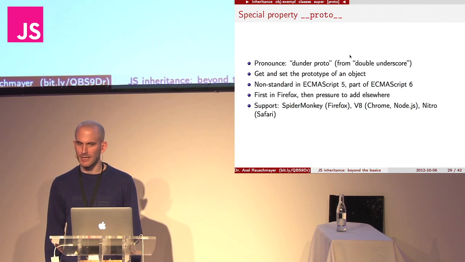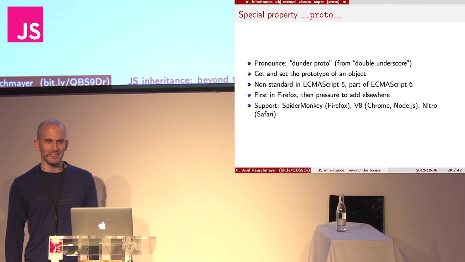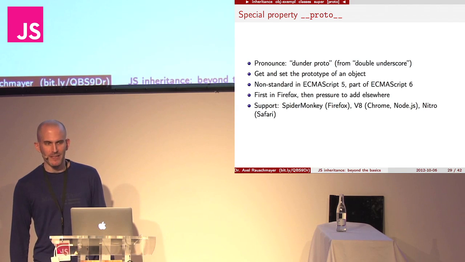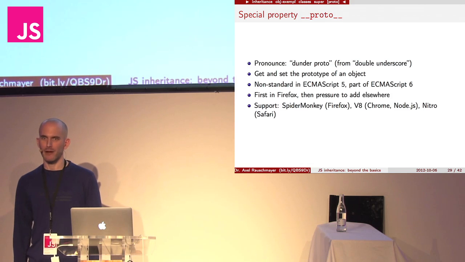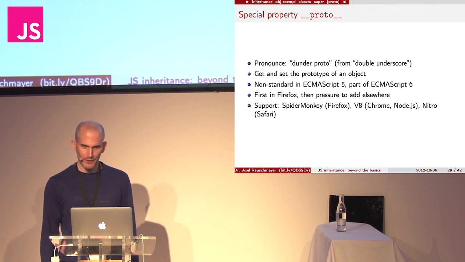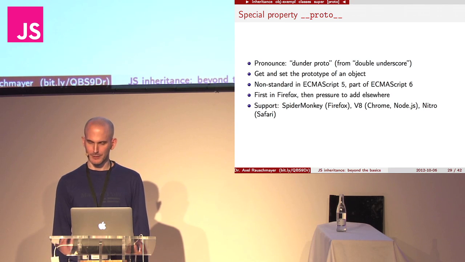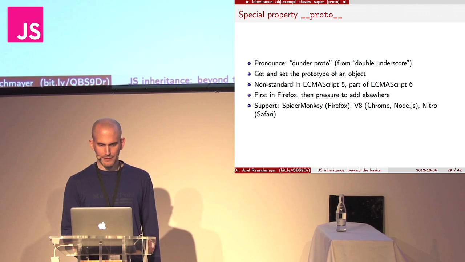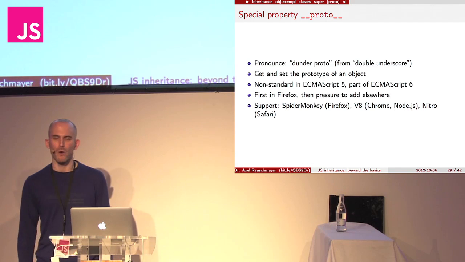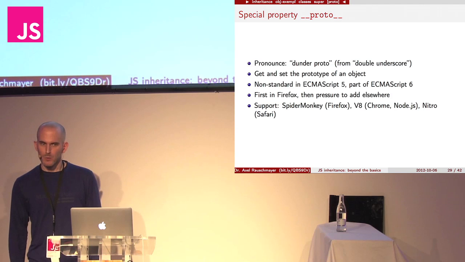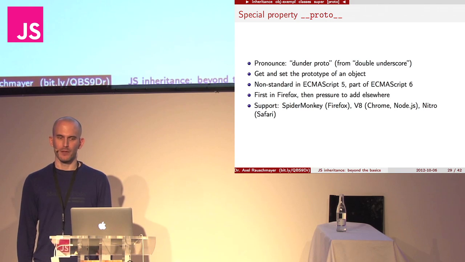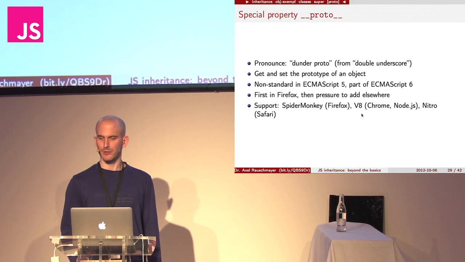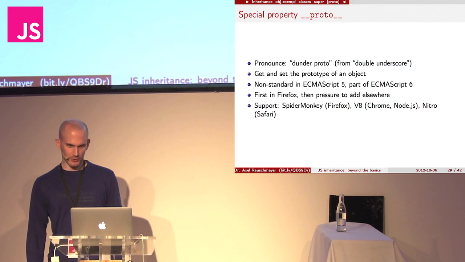What this special property allows you to do is get and set the prototype of an object. In ECMAScript 5, it's non-standard, and it's actually, ironically, been discouraged for a while, but it will become part of ECMAScript 6. As I said, it's a nice feature to have. It first appeared in Firefox quite a while ago, and it became so popular that there was pressure to add it elsewhere. We currently have support in Firefox and in V8. That means you can use it in Node.js, which is cool. And it's also available in Safari.